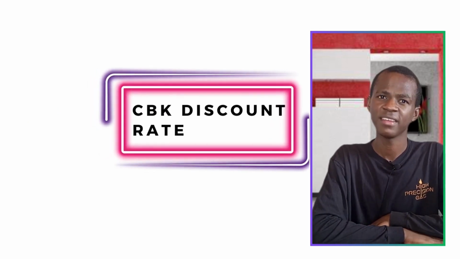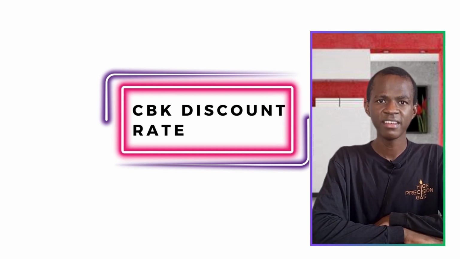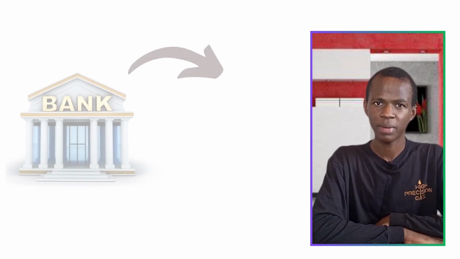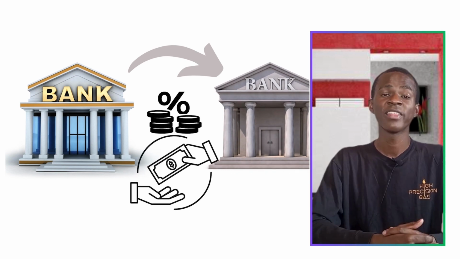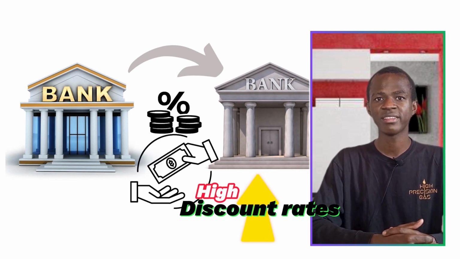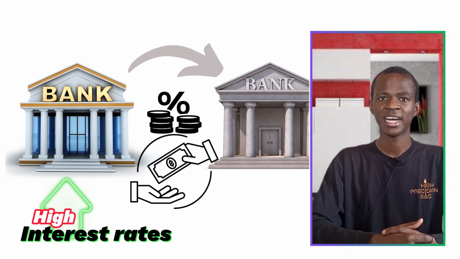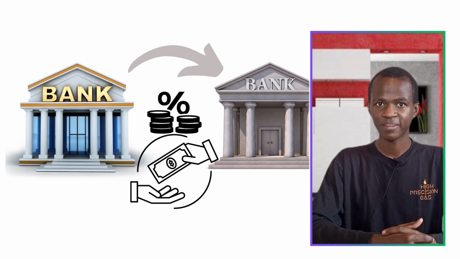Secondly, the CBK discount rate. This is the interest rate at which commercial banks borrow from the central bank. When the CBK charges high discount rates, commercial banks also charge high interest rates. This discourages borrowers, thereby reducing lending and reducing the money supply in the economy. This ultimately strengthens the Kenyan shilling.